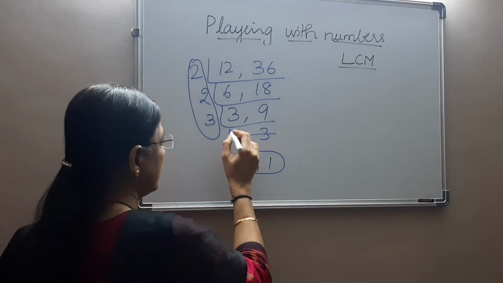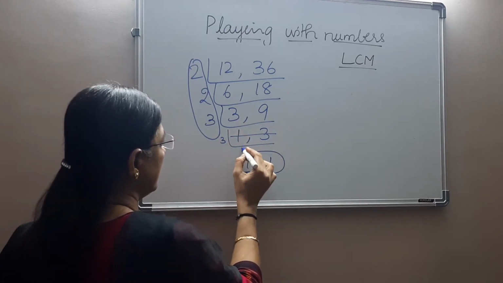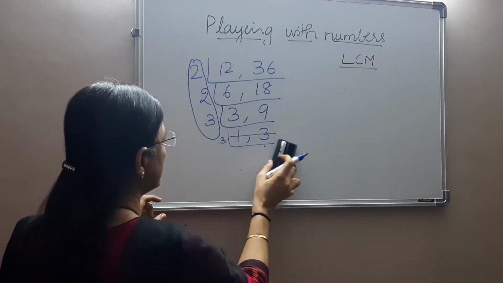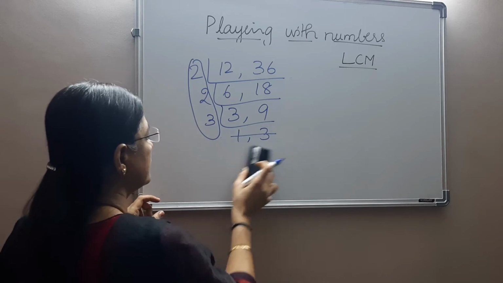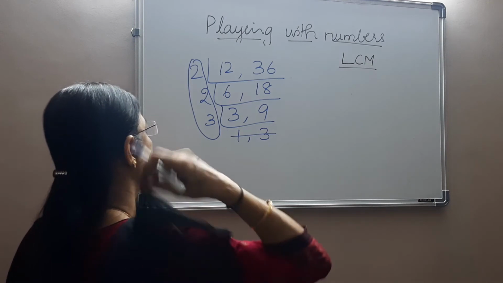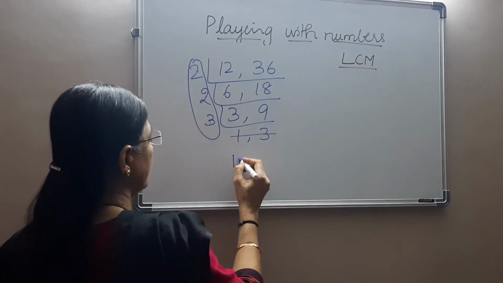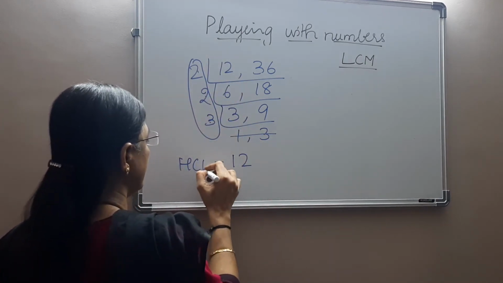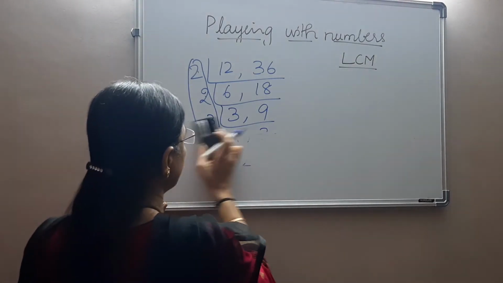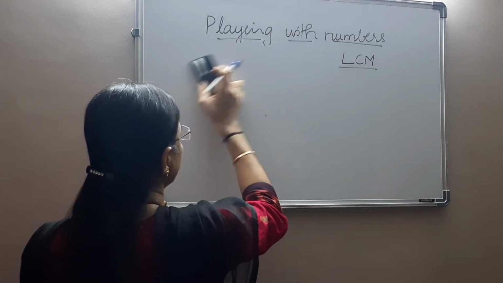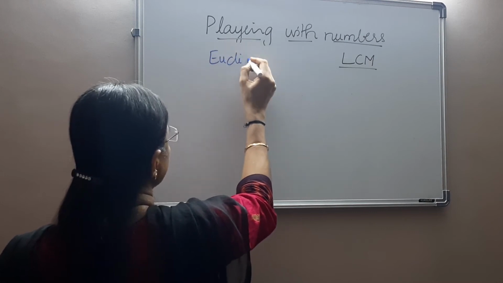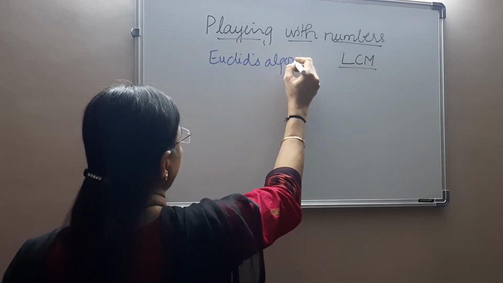I can't put 3 here and write 1 comma 1. So I can't do that. For both the numbers you should have a common factor, then only you can divide. So I get 2 into 2, 4 3s are 12 again. So HCF is 12 again, even in this method. Do you understand? So the long division method is also used to find the HCF. Another method, which is called Euclid's algorithm, is also used to find HCF.